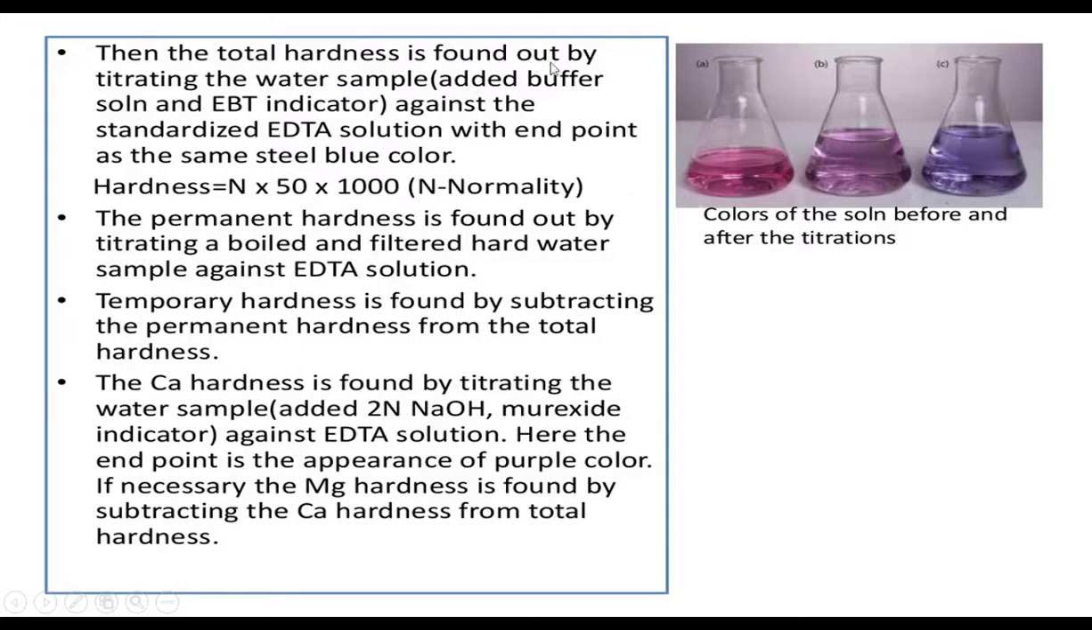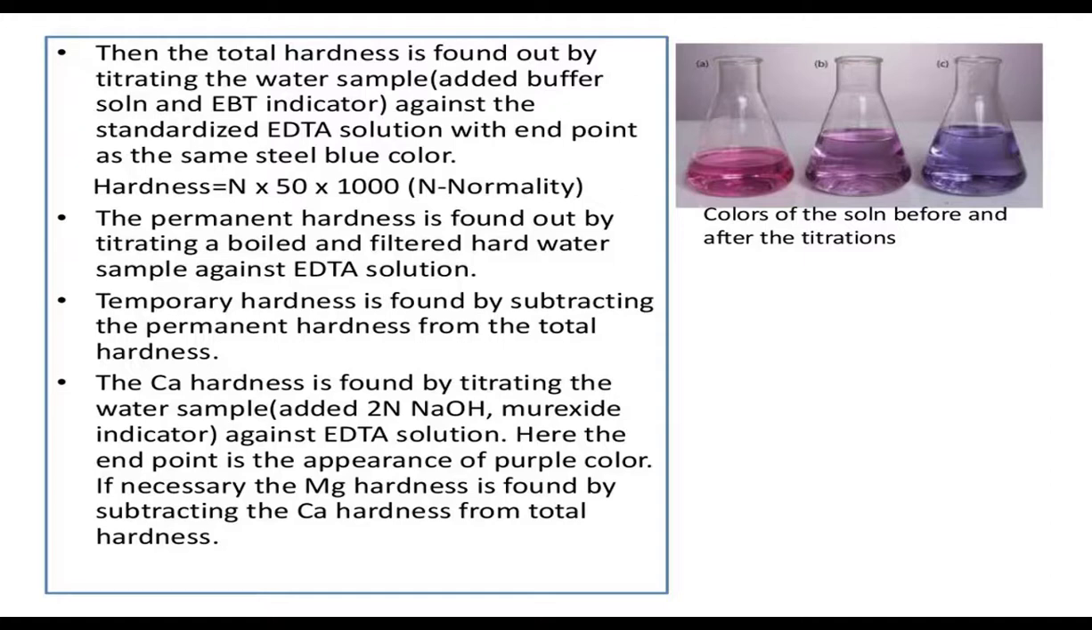Then the total hardness is found out by titrating the water sample. We have to put the buffer solution and the EBT indicator against the standardized EDTA solution, with the endpoint as the same steel blue color. Hardness is the number of drops multiplied by 50 into 1000, where N is the normality. The permanent hardness is found out by titrating boiled and filtered hot water sample against the EDTA solution. Temporary hardness is found out by subtracting the permanent hardness from the total hardness.